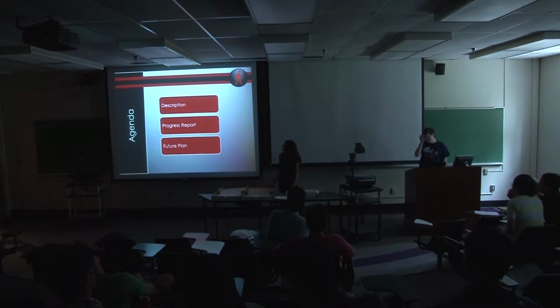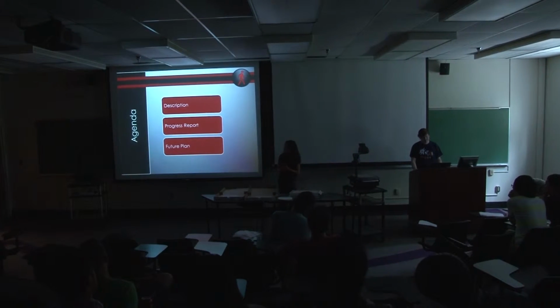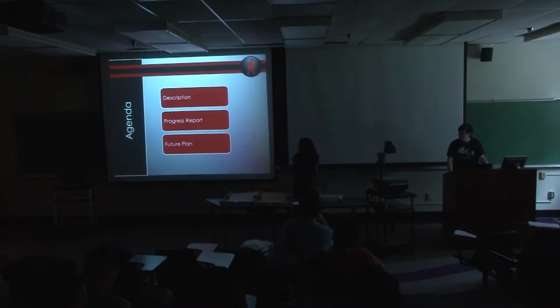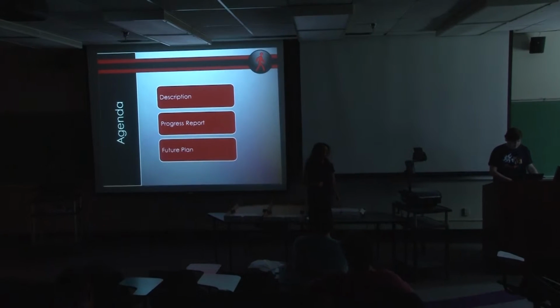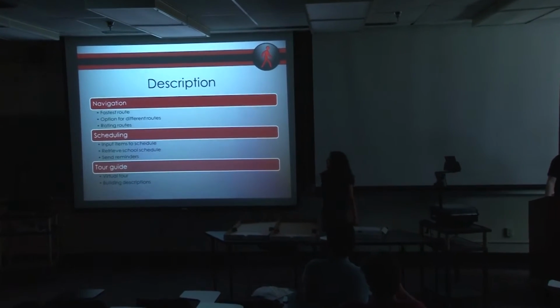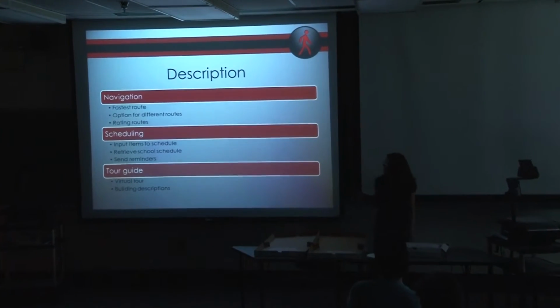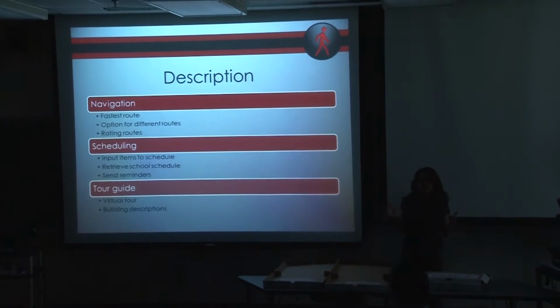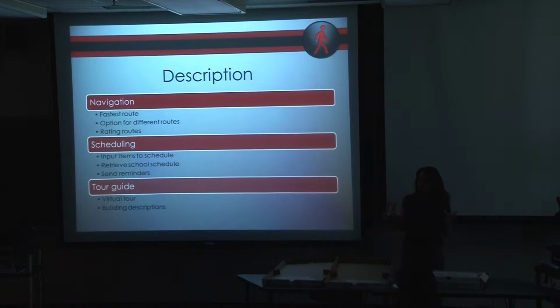First I'm going to go through the description of the app, then what we've done so far and what we're planning on doing. Our app is going to have three main functions. First, it's going to be a navigation tool. It's going to tell you the fastest route between two buildings or locations on campus, and you'll be able to rate different routes.